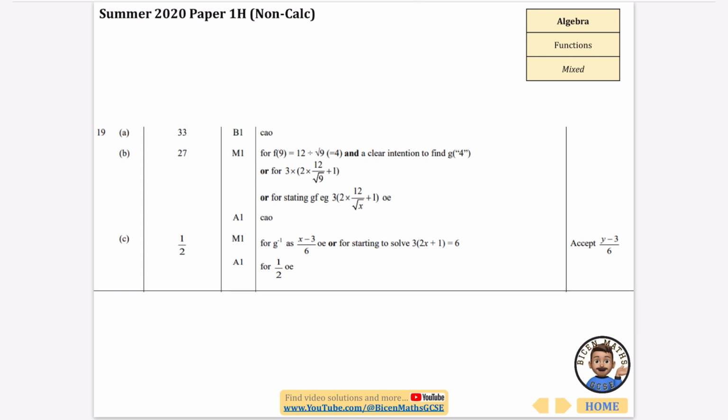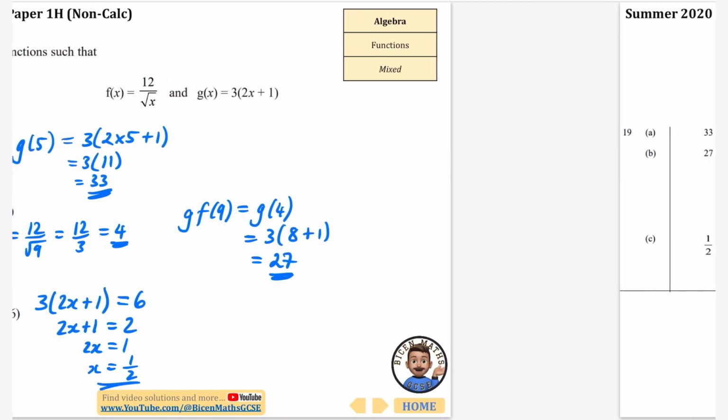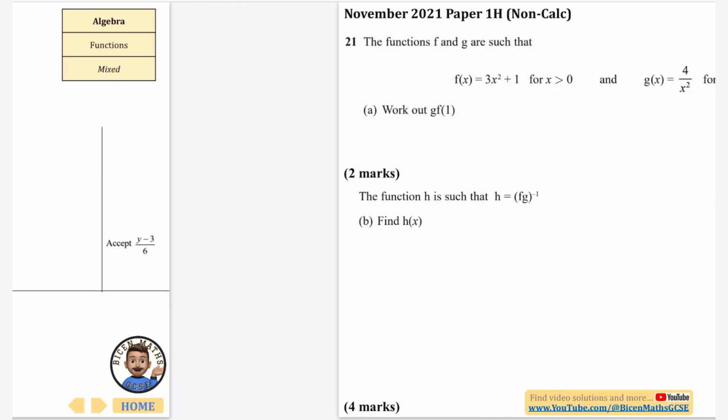We've got 33 and 27 and a half. Yep, 33, 27 and a half. Of course, there are other ways of doing this one, so if your teacher has shown you it in a different way and you feel more comfortable with that, absolutely stick with it. But you've seen I've done quite a few of them here and they seem to ask this question a lot.